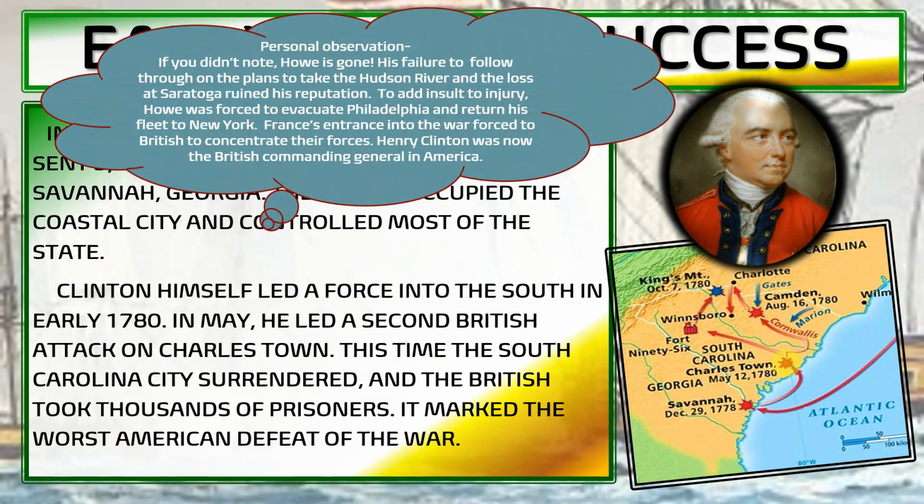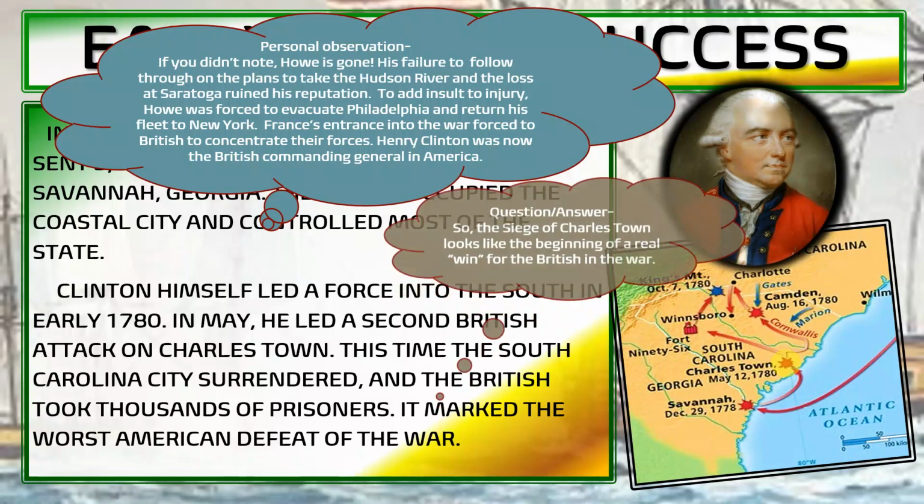So, personal observation, if you didn't know, Howe was gone. His failure to follow through on plans to take the Hudson River and the loss at Saratoga ruined his reputation. To add insult to injury, Howe was forced to evacuate Philadelphia and return his fleet to New York. France's entrance into the war forced the British to concentrate their forces. And Henry Clinton was now the British commanding general in America. Okay, he was a junior officer under Howe. He stepped up and took his job. So it's Clinton who's in charge.